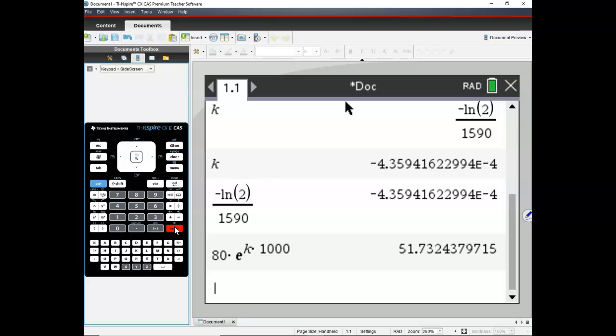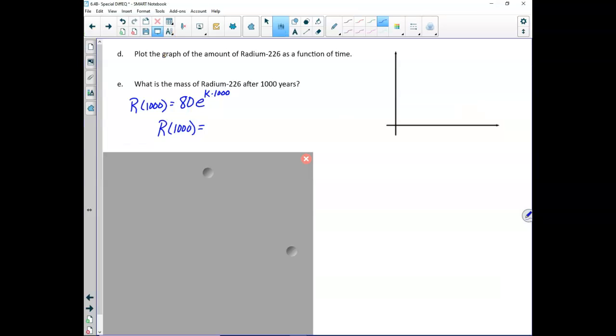So I'm going to come back here, and this is going to equal approximately 51.732 milligrams, okay? There is no calculus involved there. You did those with pre-calc. Plot the graph of the amount of radium as a function of time. That just says graph that.